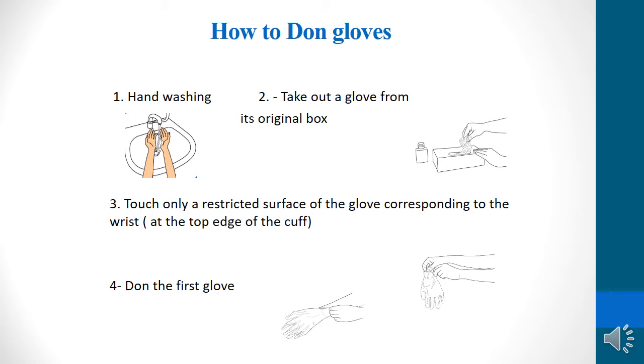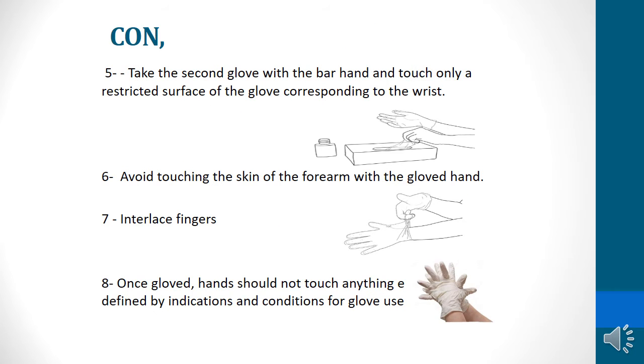Touch only the restricted surface of the glove corresponding to the wrist. After that, the first glove is done. Take the second glove with the bare hand and touch only the restricted surface of the glove corresponding to the wrist. After that, avoid touching the skin of the forearm with the gloved hand. Interlace fingers, and the last step: once gloved, the hand should not touch anything, and now you are ready for doing your procedure.